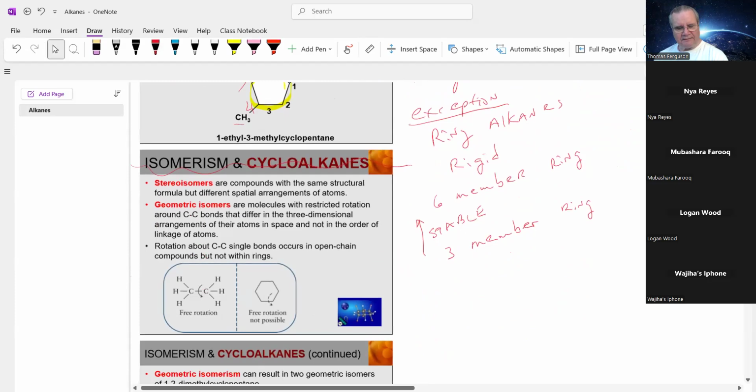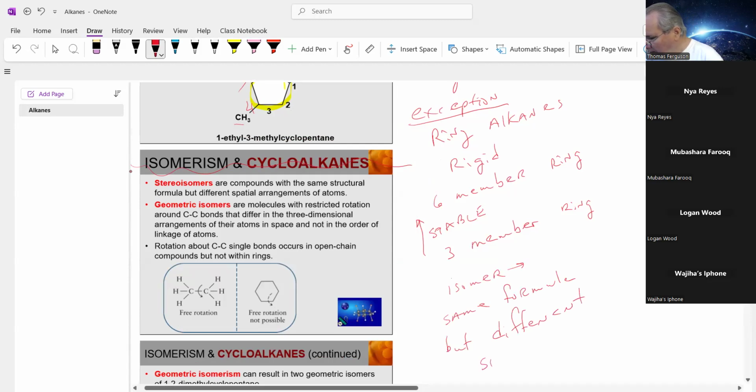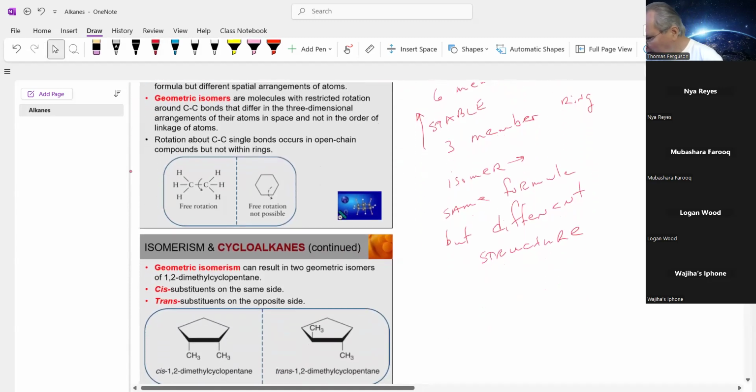Okay. So when you have rigidity, you can have something called isomerism. And an isomer, remember from the last lecture, has the same formula but different structures. For example, there are two isomers here. There's this one and there is this one, C2H6O.